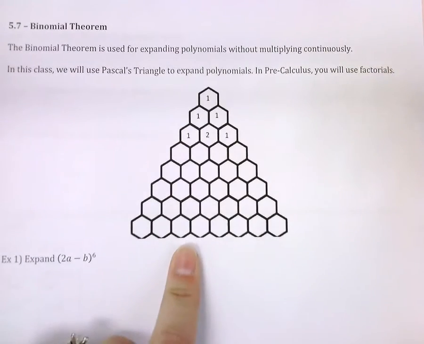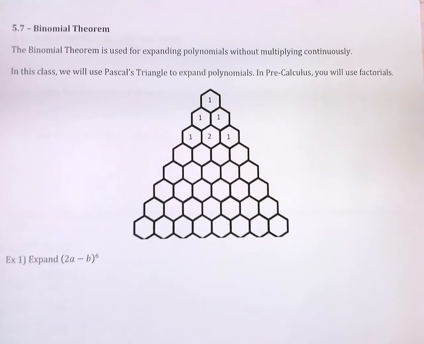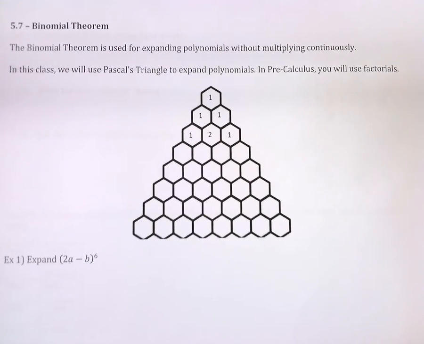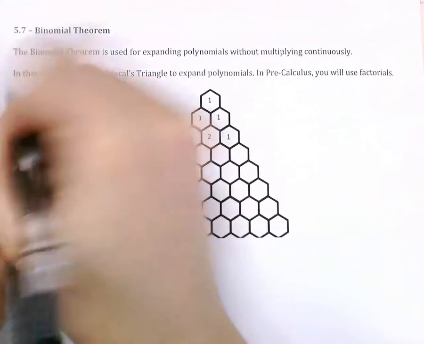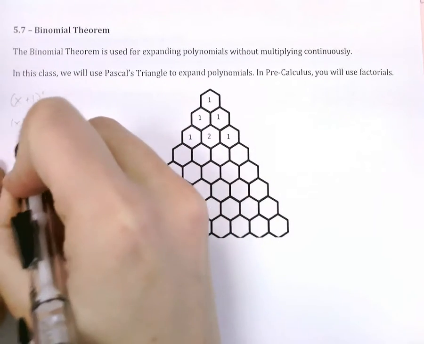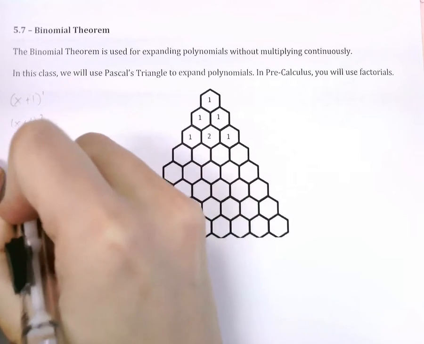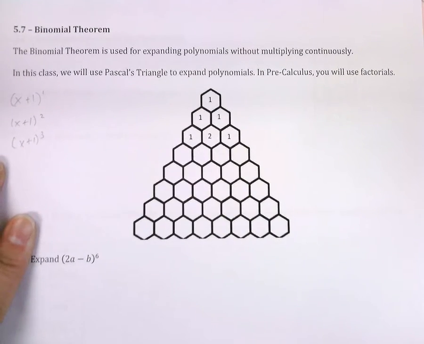In Pascal's triangle, you will have numbers. These numbers represent coefficients, the coefficients of binomials that are expanded. So for example, you can take a binomial and give it an exponent. And when you have a binomial raised to an exponent, you have to multiply that many of itself.